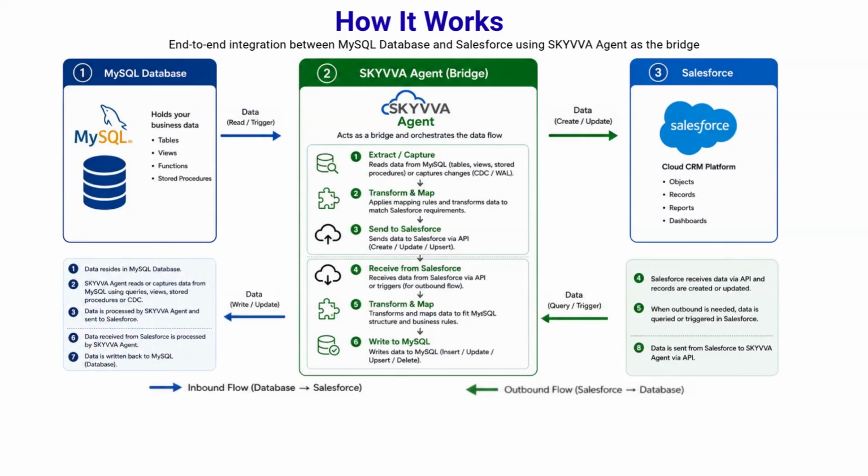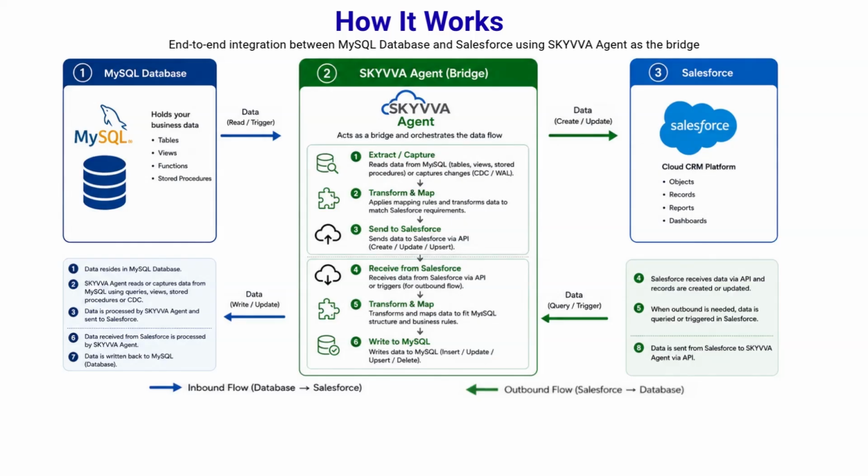Finally, SKYVVA Agent provides complete bidirectional synchronization between MySQL and Salesforce. For inbound integration, the agent retrieves business data from MySQL, transforms and validates it, and sends it to Salesforce to create or update records. For outbound integration, the agent retrieves data from Salesforce, transforms it according to the MySQL database structure, and writes the processed records back to MySQL.